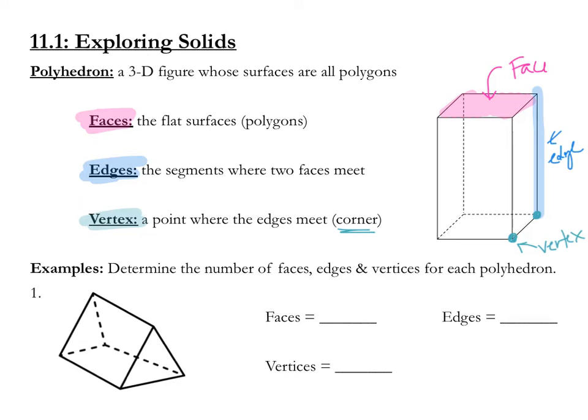Okay? So we're going to start by counting the different number of faces, edges, and vertices in each of the polyhedrons in the next two examples. What I need you to do, the easiest way to do this, is to be organized and count them in groups. So we're going to start with the faces.